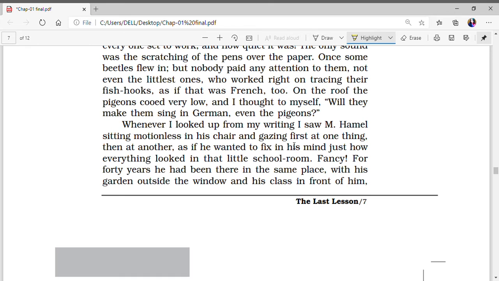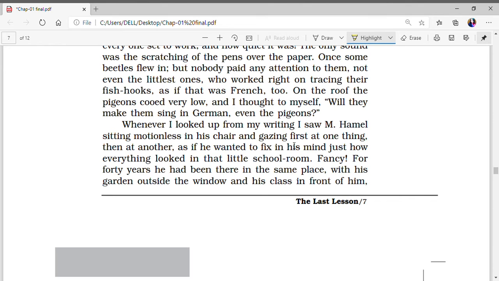Okay, earlier you can see that Franz was trying to avoid it at any possible cost. He was just trying to divert his attention to the birds and the eggs and everything. But now these beetles are flying and nobody is paying heed to them. Not even the littlest one, who worked right on tracing their fish hooks as if that was French too.